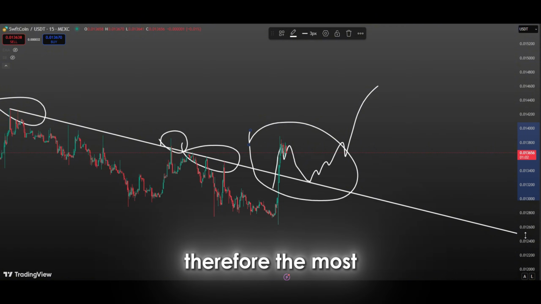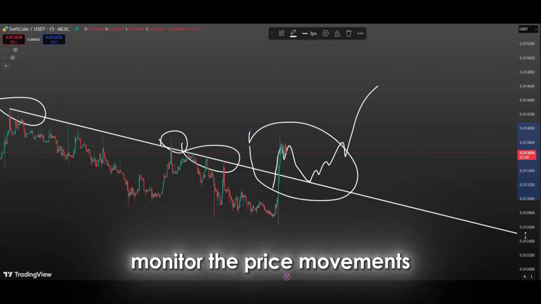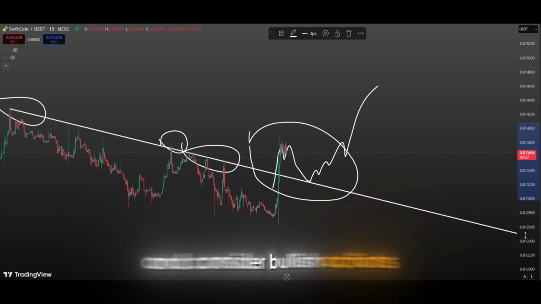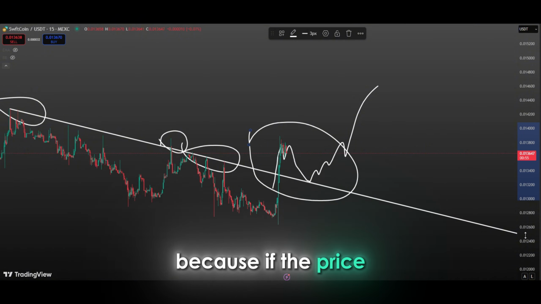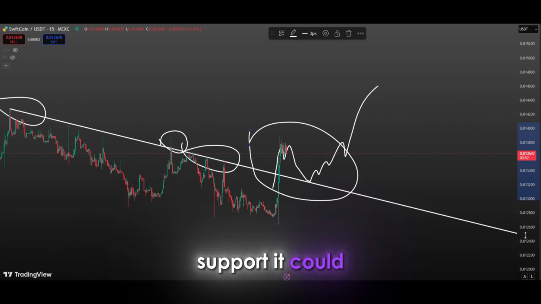Therefore, the most reasonable thing to do right now is to patiently monitor the price movements, observe how the price behaves in the event of a potential retest opportunity, and consider bullish actions if the price finds support. Because if the price starts using this previously oppressive trend line as support, it could signal the beginning of new highs and a larger rally.